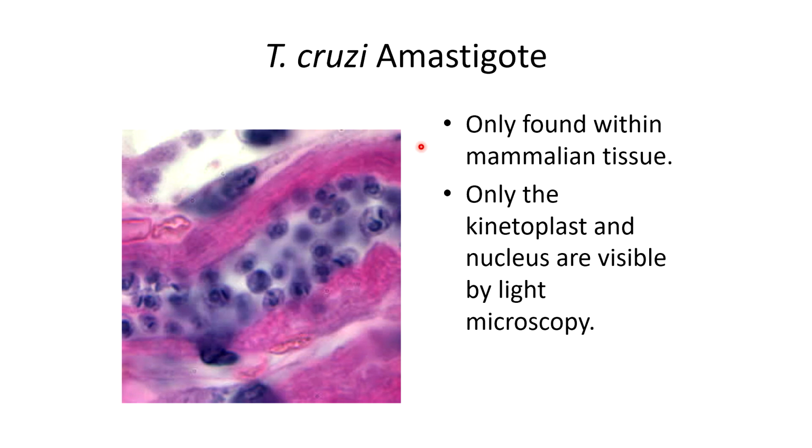So then moving on to the T. cruzi amastigote, here is a tissue staining of them, and you can see quite a few of them within the tissue. They're only found within mammalian tissue. You're not going to find them within the triatomine. When looking at them through a light microscope image like this one, you're only going to see the kinetoplast and the nucleus visible. The nucleus would be this larger purple dot. The kinetoplast would be the smaller purple dot.